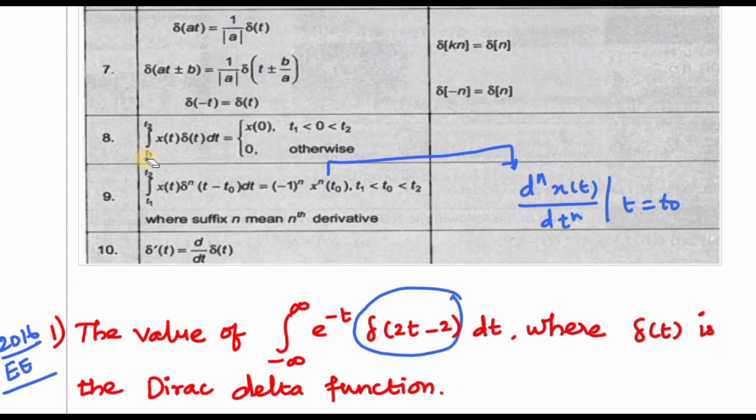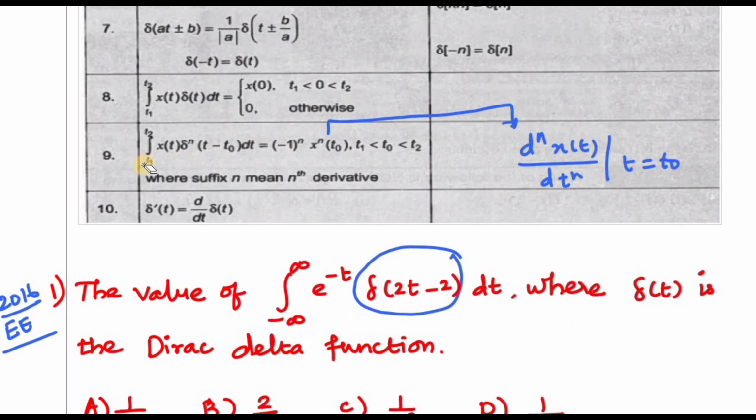The eighth property is the integration from t1 to t2 of x of t del t dt, that is equal to, here you have to substitute t is equal to 0, so it becomes x of 0, where this 0 is ranging within t1 and t2.